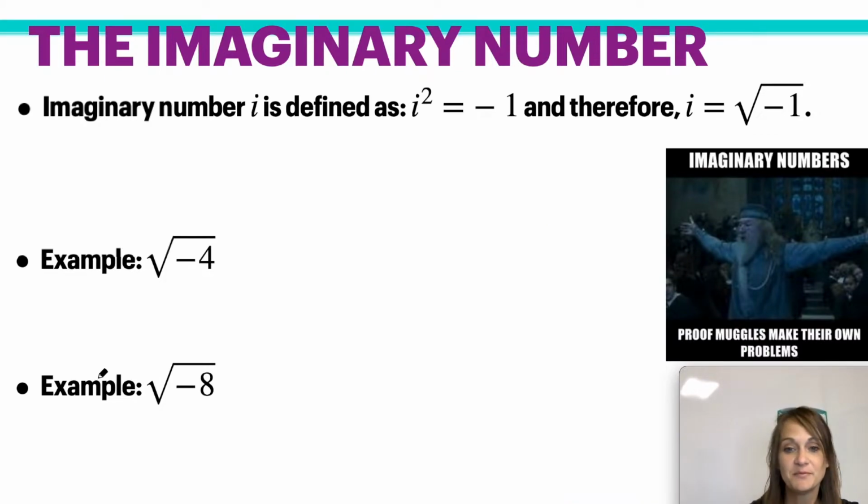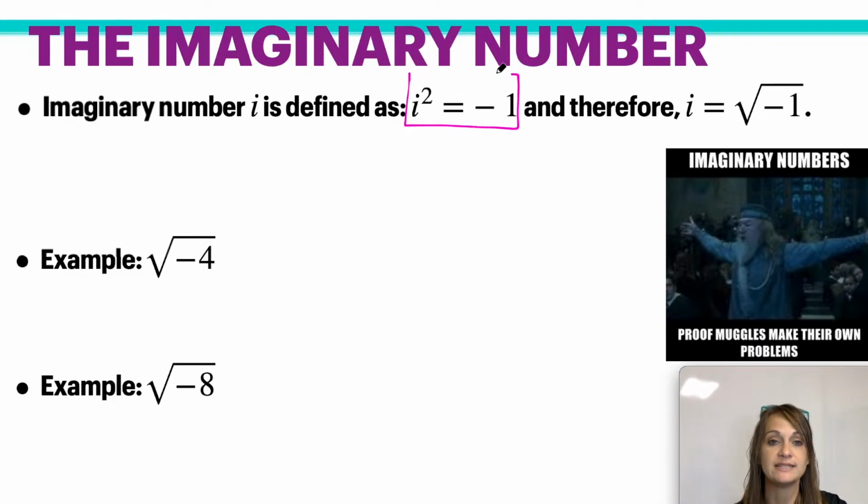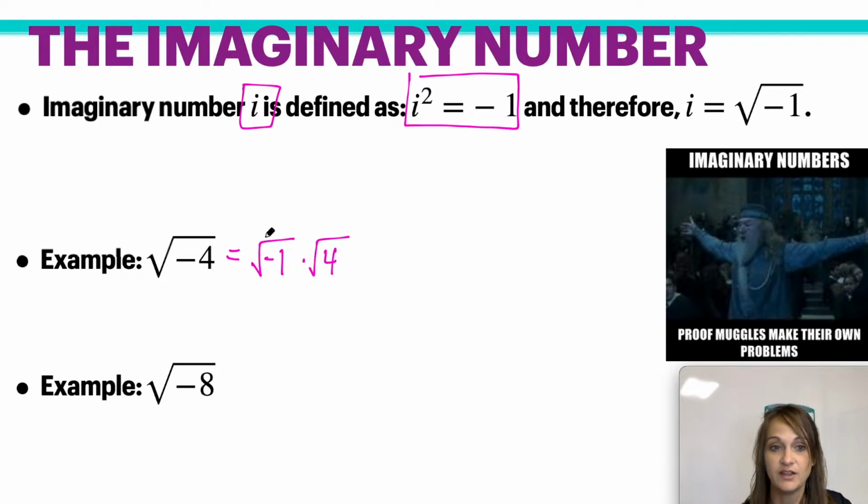Imaginary numbers. There is something called the imaginary number i that is defined as i squared represents negative 1. And so if you were to take the square root of both sides, you would get i is represented by the square root of negative 1, which you have learned in the past you cannot have, the square root of a negative number, which is why they have denoted the letter i to represent the square root of negative 1. So the square root of negative 4 is negative 1 times 4. The square root of negative 1 is i, and the square root of 4 is 2. And so your answer would be 2i.